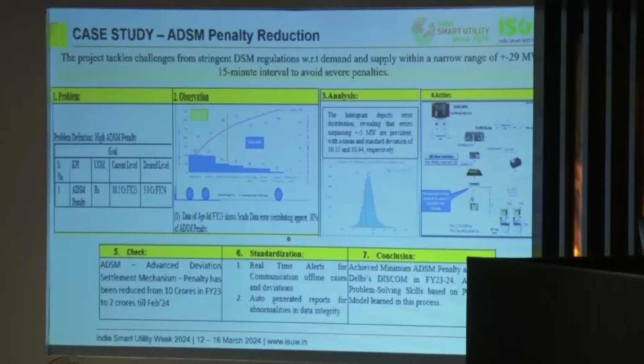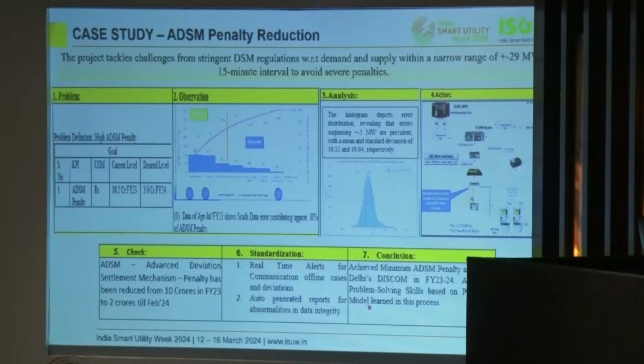We had a problem: high ADSM penalty. The current level in FY23 was 10.2 crores. The desired level was 3 crores in FY24. With Pareto analysis, we found that SCADA data was contributing up to 30% of ADSM penalty. That analysis we did for April to July 23, FY23. Then we used histogram analysis and QC tools to analyze the issue. The action we took was replacement of our interface energy meters. The result: 10 crores to 2 crores till February 24.